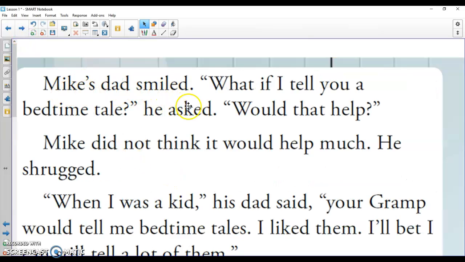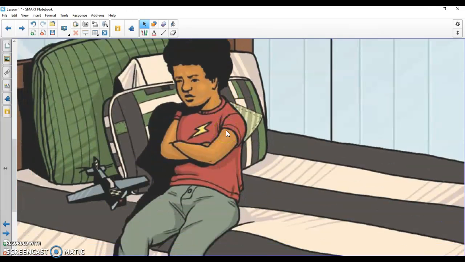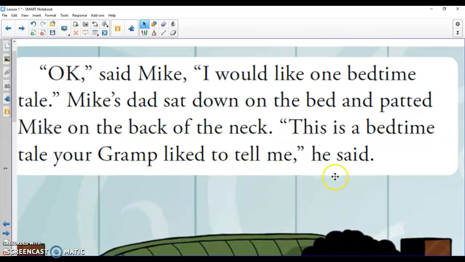Mike's dad smiled. What if I tell you a bedtime tale? He asked. Would that help? Mike did not think it would help much. He shrugged. When I was a kid, his dad said, your grandpa would tell me bedtime tales. I like them. I'll bet I can still tell a lot of them. Okay, said Mike. I would like one bedtime tale. Mike's dad sat down on the bed and patted Mike on the back of the neck. This is a bedtime tale your grandpa liked to tell me, he said.